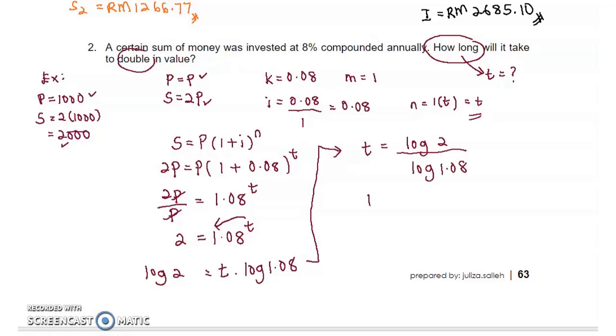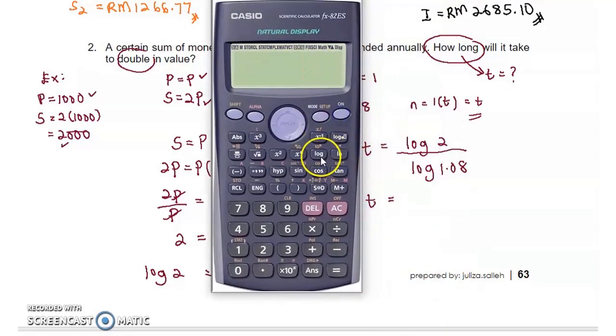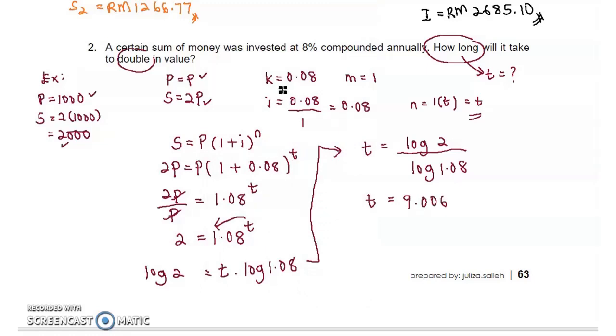So if the unknown value is in the power, you apply log. This one, just press on the calculator. Okay, log 2. This one has an open bracket, so make sure you close the bracket, depending on your calculator. Divided by log 1.08. So we get 9.006. You just round off to the nearest whole number. So t is 9 years.